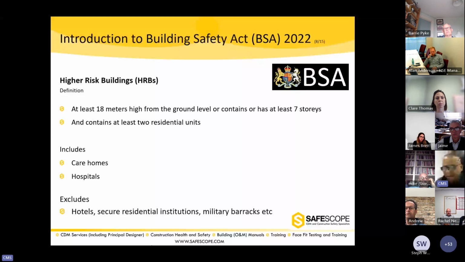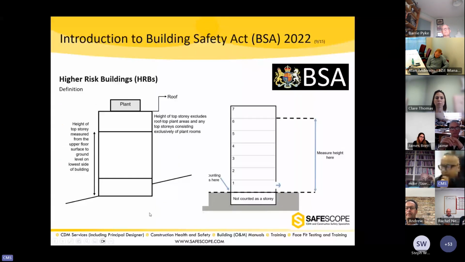Higher risk buildings, colloquially abbreviated as HRB, would include care homes and hospitals, but exclude hotels, secure residential units, military barracks, etc. If it's purely a commercial building, it won't come under the higher risk building definition. Or if it's a commercial building with only one residential unit somewhere, it wouldn't class as a higher risk building, just to clarify, as defined by the government.